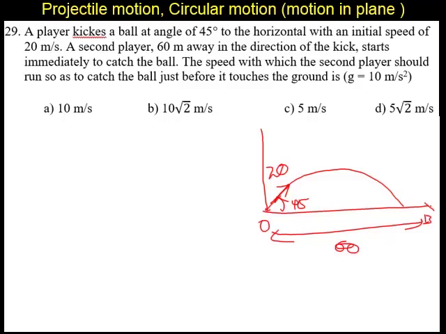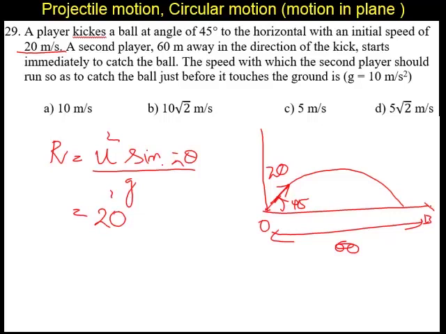So what is the range of the ball? What is the formula for range? Range is equal to u square sine 2 theta by g. In this case u is given as 20 meters per second. So u square, 20 square, into sine 2 theta, sine 90 is going to be 1, by g. If you take g as 10, then it is going to be 40 meters, because 20 square is 400, 400 by 10 is 40 meters. So range is 40 meters.